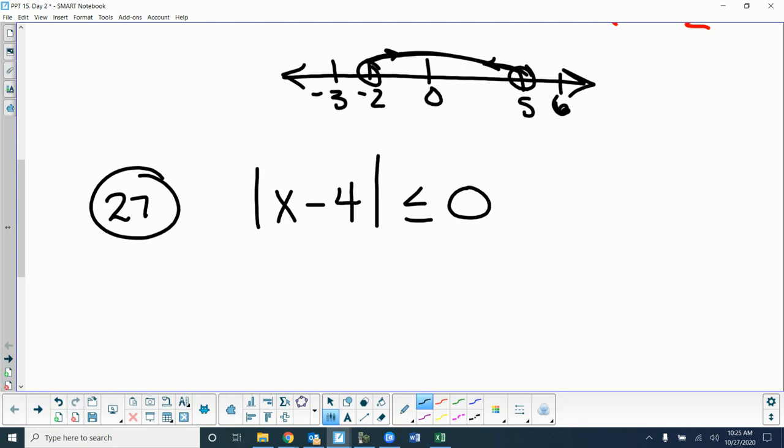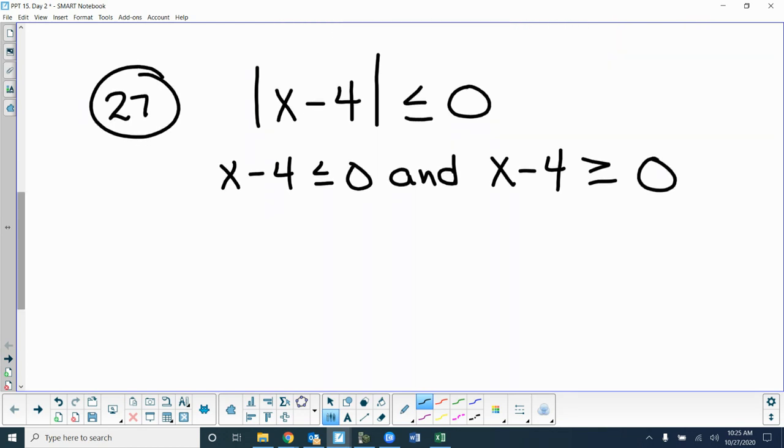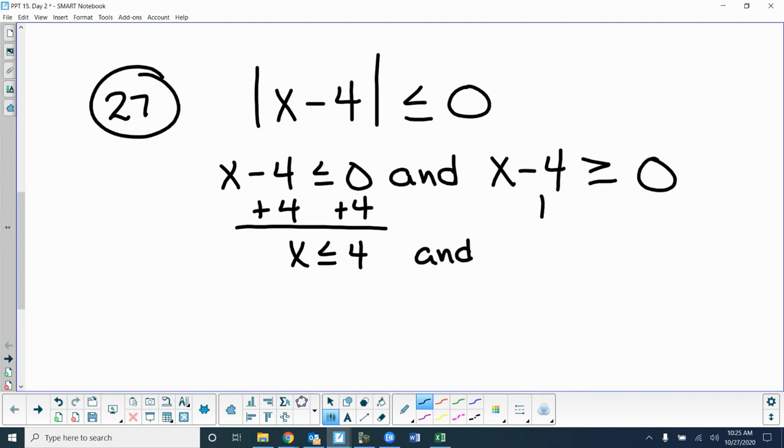Okay, so I believe that was the problem. My two problems are x minus 4 is less than or equal to 0, and, because it's less than, x minus 4 is greater than or equal to negative 0, but you really can't make it a negative 0. There's my two problems. Add 4 to both. So x is less than or equal to 4, and I don't really need to worry about that, I guess.